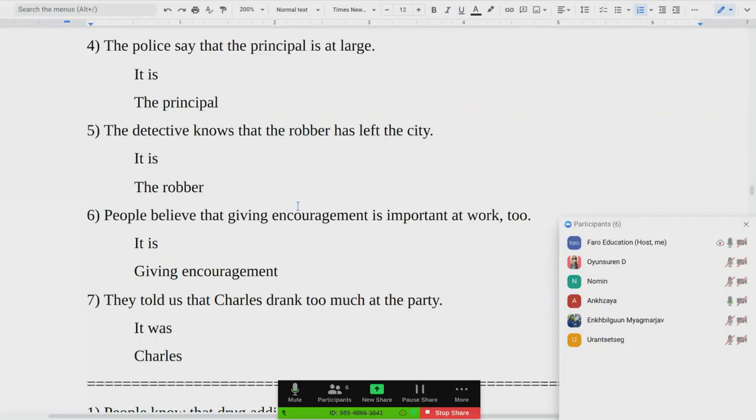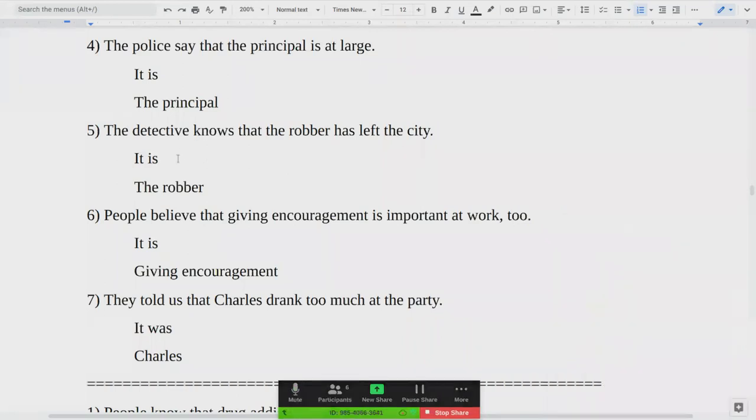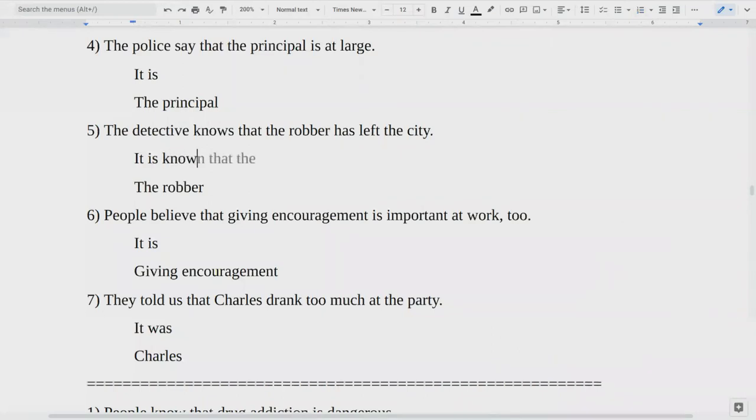Тэгвэл the robber. Одоо robber гаргаж ирж байгаа тийм. The robber is known. Known that the robber has left the city.